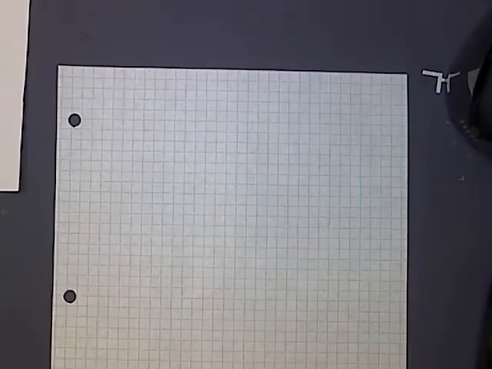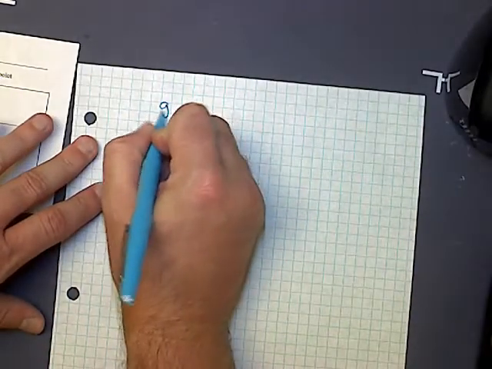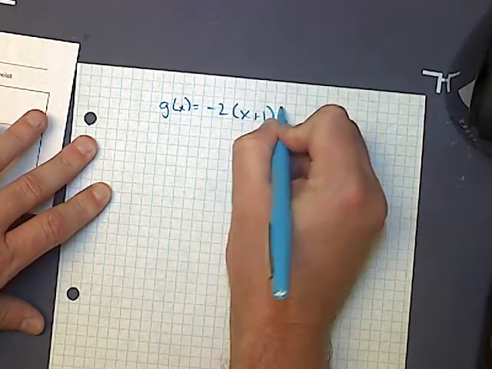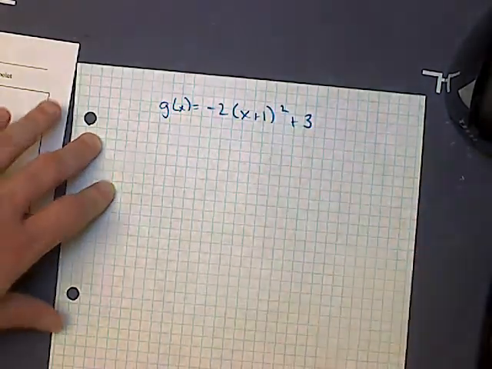Okay, the next learning target that's on the test is I can identify parent functions and graph transformations. I'm not going over the parent functions. You should be able to identify and graph them based on the equation. But I do want to go over this transformation problem. g of x equals -2 times (x plus 1) squared plus 3.